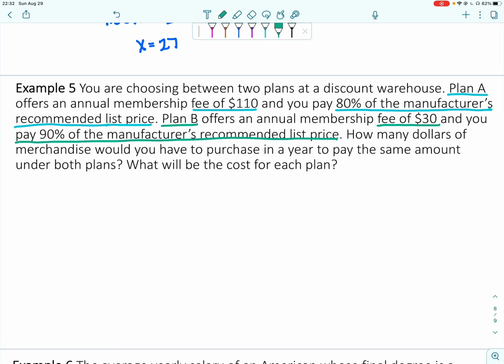So we want to know how many dollars of merchandise would you have to purchase in a year to pay the same amount. So again, we're looking at when are they the same, so we're going to be setting things equal to one another. And then what would be the cost for each plan? And since they're going to be the same, the cost for the plan should be the same.